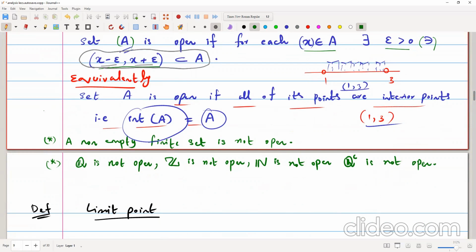A non-empty finite set is not open. If we have a finite set and it's non-empty, for instance, 1, 2, 3, this is not an open set, because this is finite. So every finite non-empty set is not open. Q, the set of rational numbers, is not open. The set of integers, not open. The set of natural numbers, not open. The set of irrational numbers, not open.